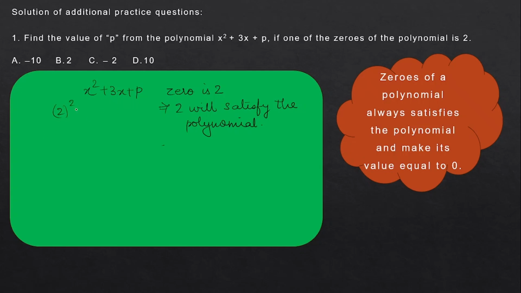We get 2 square plus 3 times 2 plus p is equal to 0. On further solving, 4 plus 6 plus p is equal to 0. 10 plus p is equal to 0. So p is equal to minus 10. So the value of p for this particular polynomial will be equal to minus 10, which is option number A. Let us see the next question.